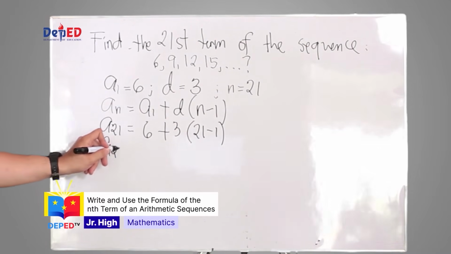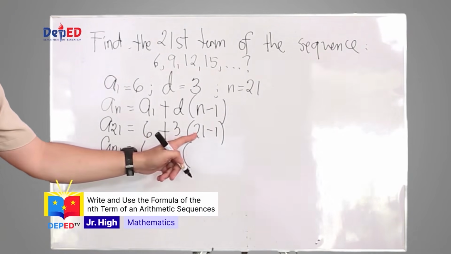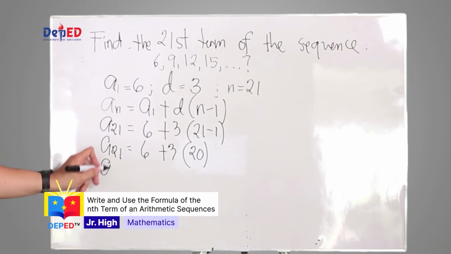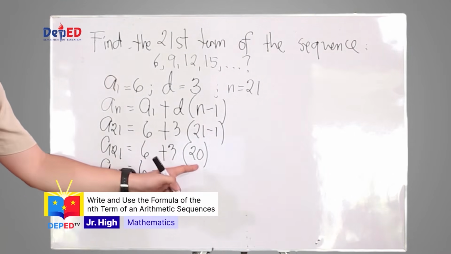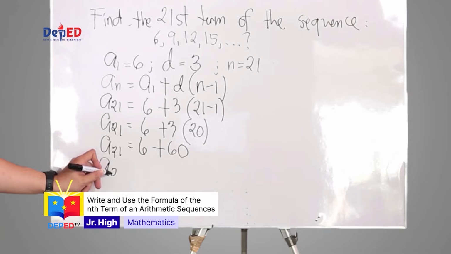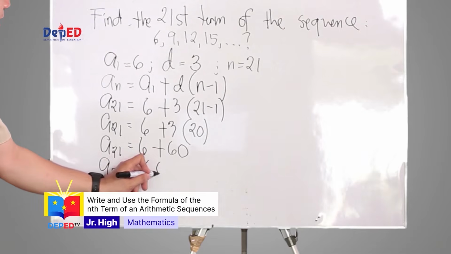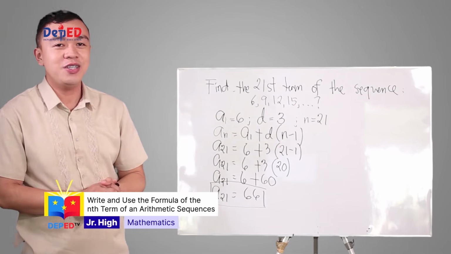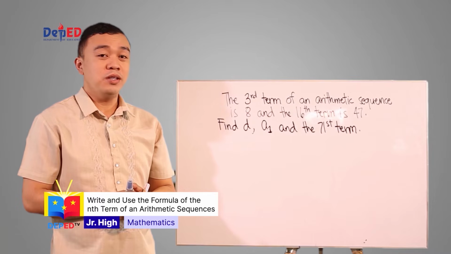A sub 21 is equal to 6 plus 3. 21 minus 1 is equal to 20. A sub 21 is equal to 6 plus, multiply 3 and 20, you will get 60. A sub 21 is equal to, get the sum of 6 and 60, you will get 66. Thus, the 21st term of this sequence is equal to 66.